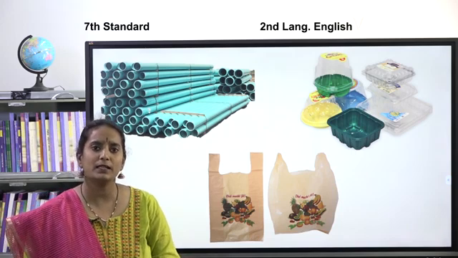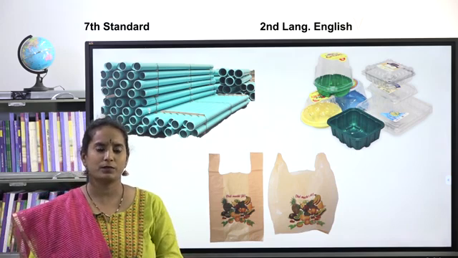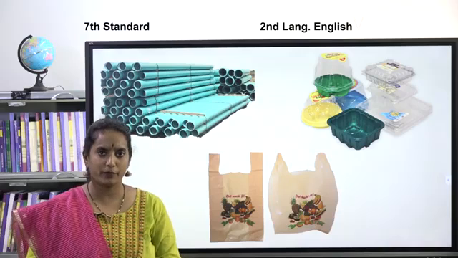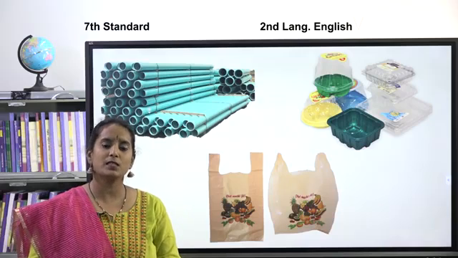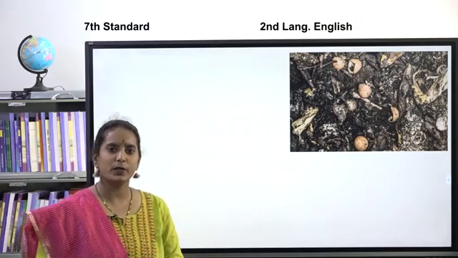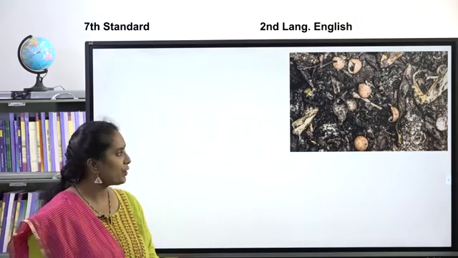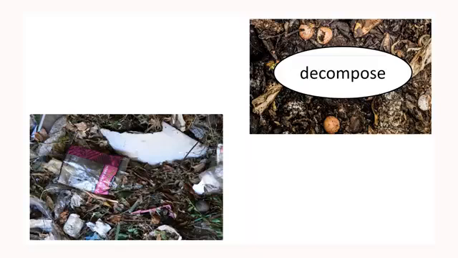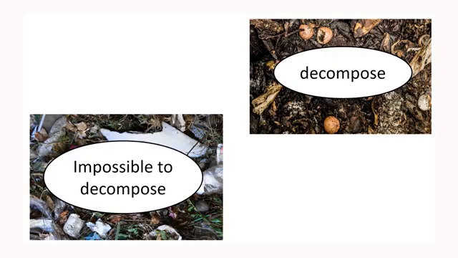Now, what happens to all these plastic after we use it? Mostly, we throw them away and it remains in the soil. As you can see here, plastic is everywhere around us. And what is happening? It does not decompose. You can see some of the vegetable remains here. What has happened? The vegetables have decomposed. Whereas what happens to plastic? It does not get decomposed and it remains in the soil.